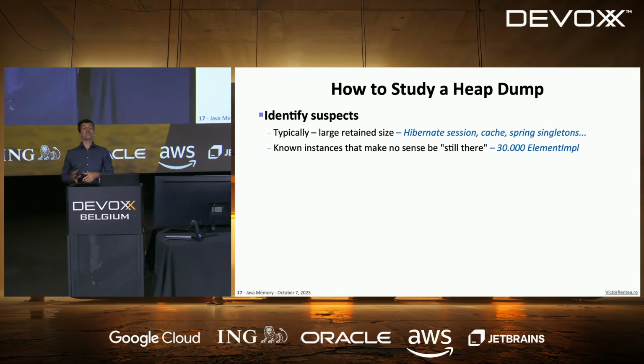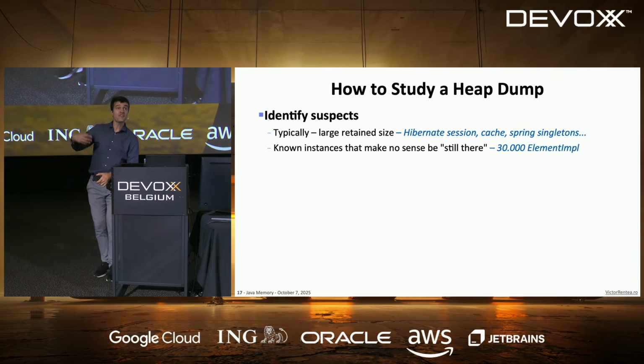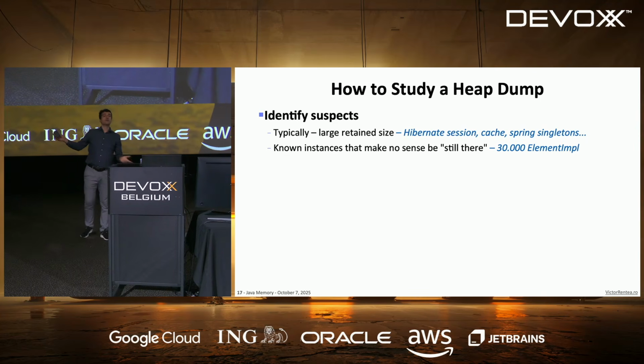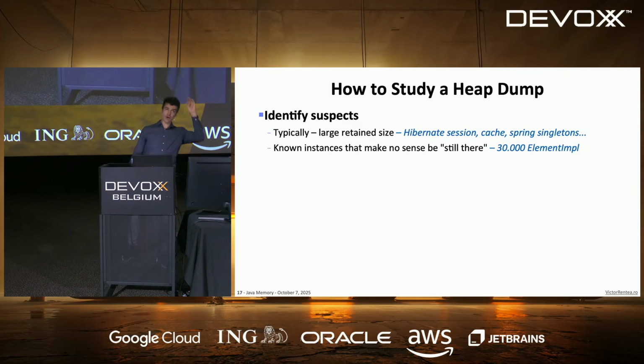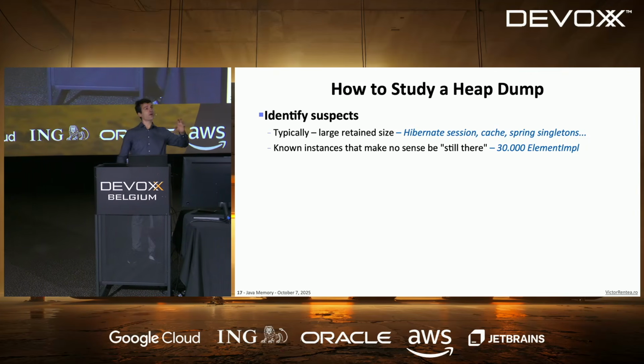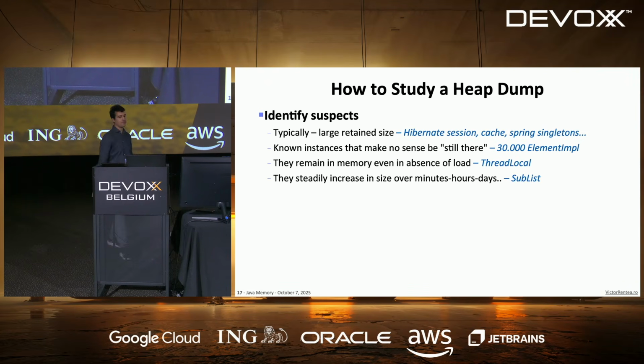Or maybe we have instances that we know about, maybe our own code, but that shouldn't be in there anymore at that point of the heap dump. Like, what are you doing with 10,000 loans in the middle of the night in memory? What keeps them there? And by the way, I forgot to say, in the heap dump there are only live objects. Any garbage is cleaned before the heap dump.